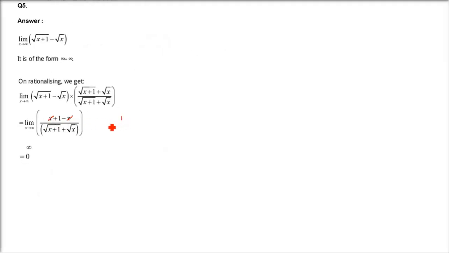And here you have what? See, 1 by under root x plus under root x, that is 1 by 2 under root x, and x is infinity. So when anything which is infinity is in the denominator, what do you get? 1 by infinite, that is 0.